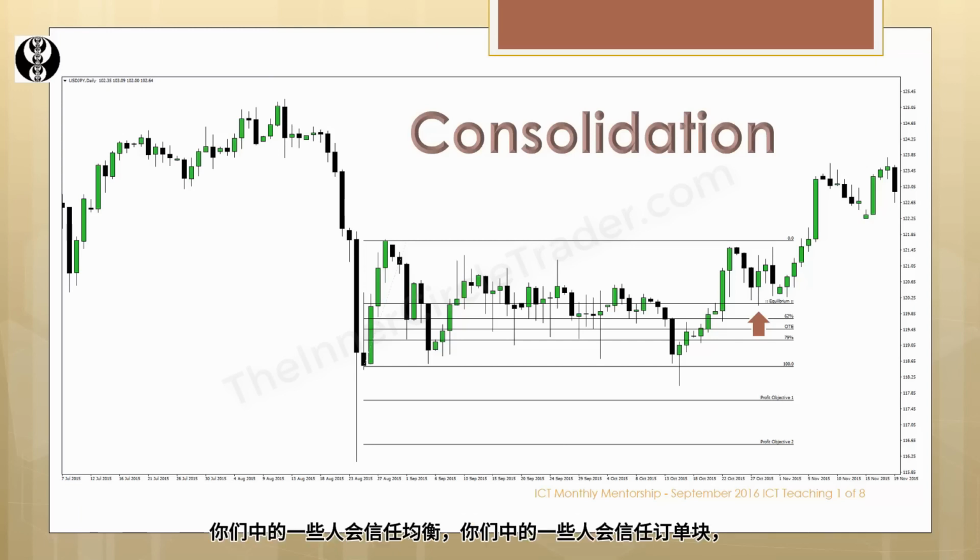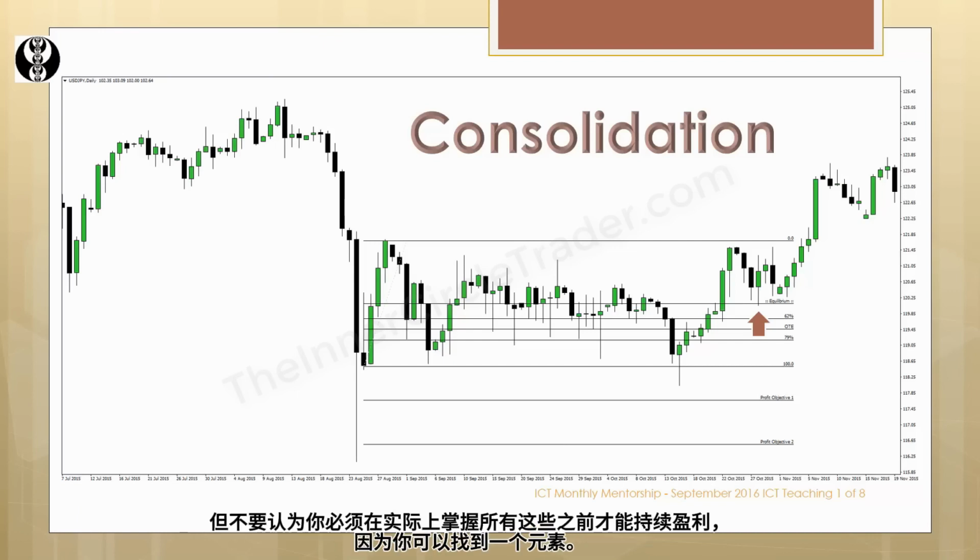Some of you will trust the equilibrium. Some of you will trust the order block. Some of you will look for the void or the liquidity gaps to trade into. Some of you will have one or two of these characteristics and you'll trade within those parameters. They'll frame your trades. Some of you will eventually grow into understanding all of them and be universal, but don't think that you have to have all of them well known and under your belt before you're actually consistent, because you can just find one element as we described here.